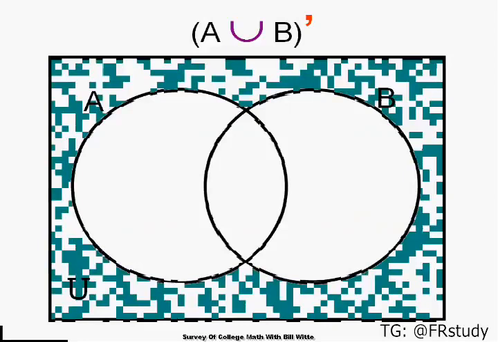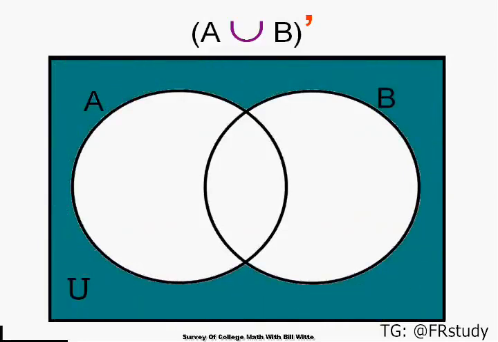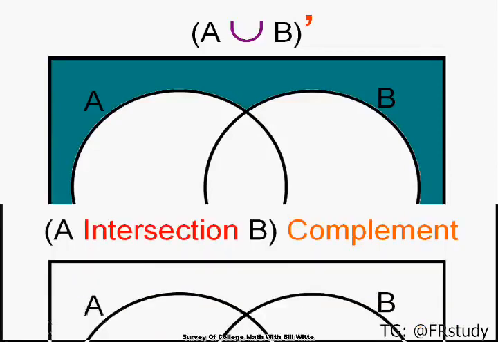It should look like something like that. That is A union B complement. Everything but A union B. Get the idea?